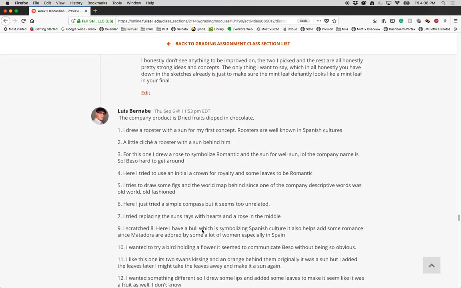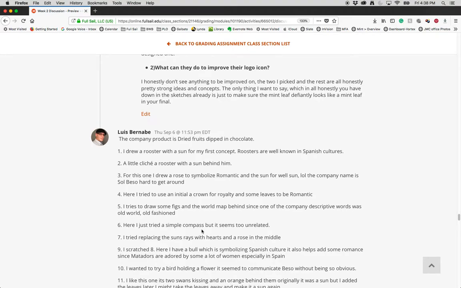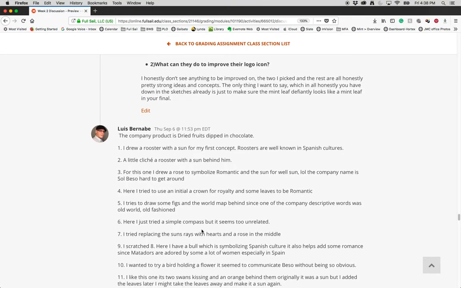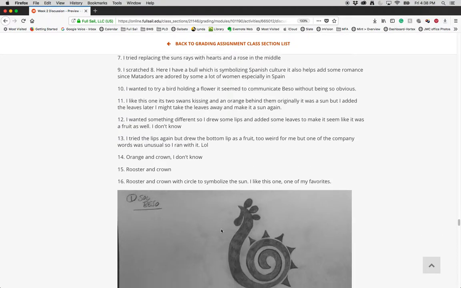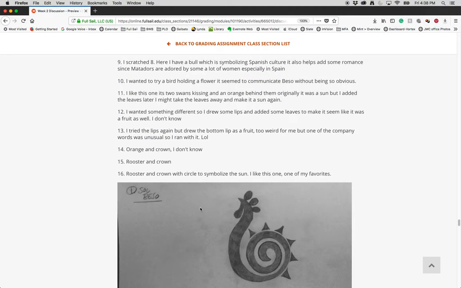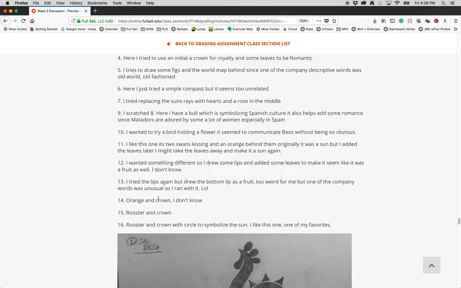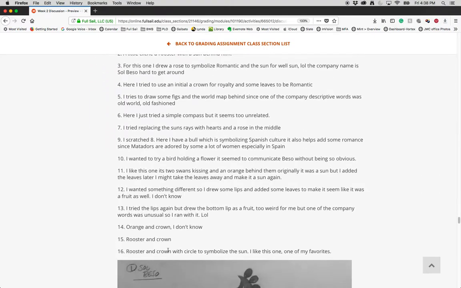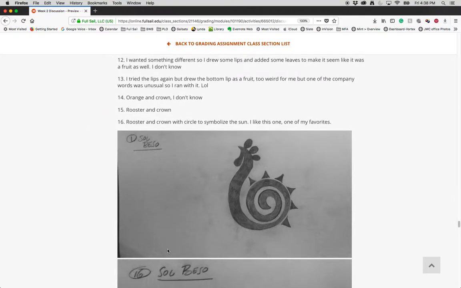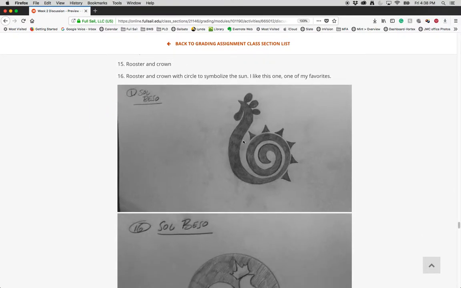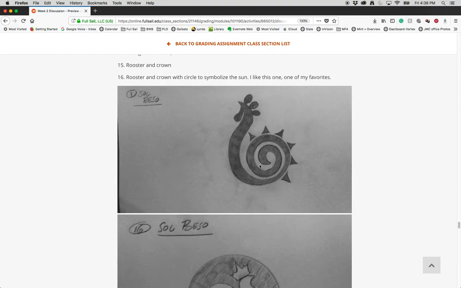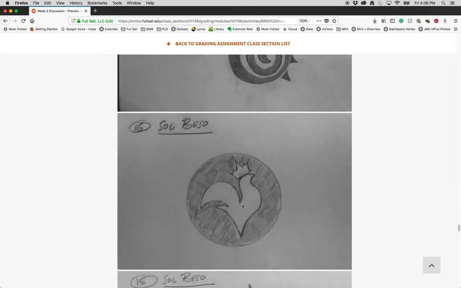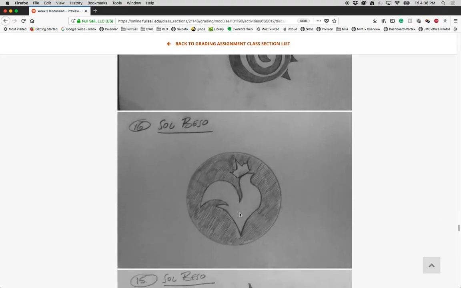Next we got Lewis. Your company is Sol Beso. Now you've put these sketches. They're nice sketches, but you didn't put them in the template. I hope you know how to do that because that's how this needs to be turned in. So we'll take a look. So here's the rooster, sort of in the spiral of the sun. I think. Let's see, number one. Yeah. The rooster, the king rooster.